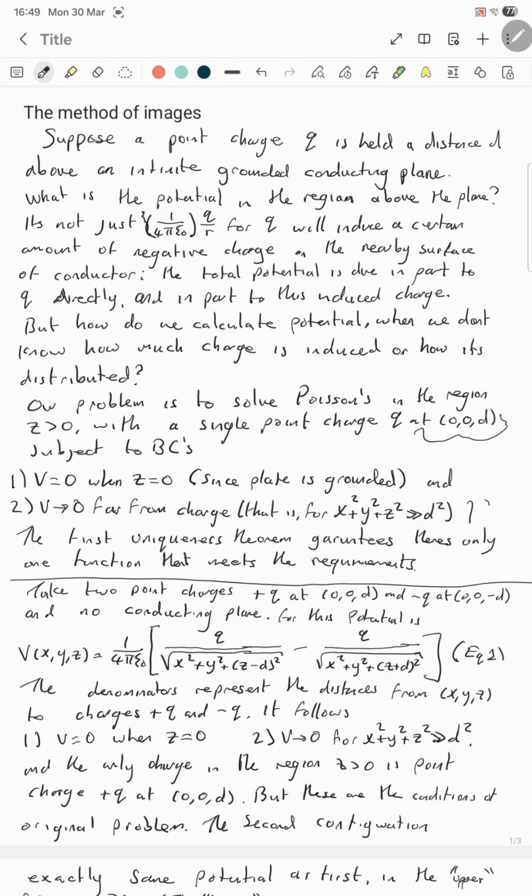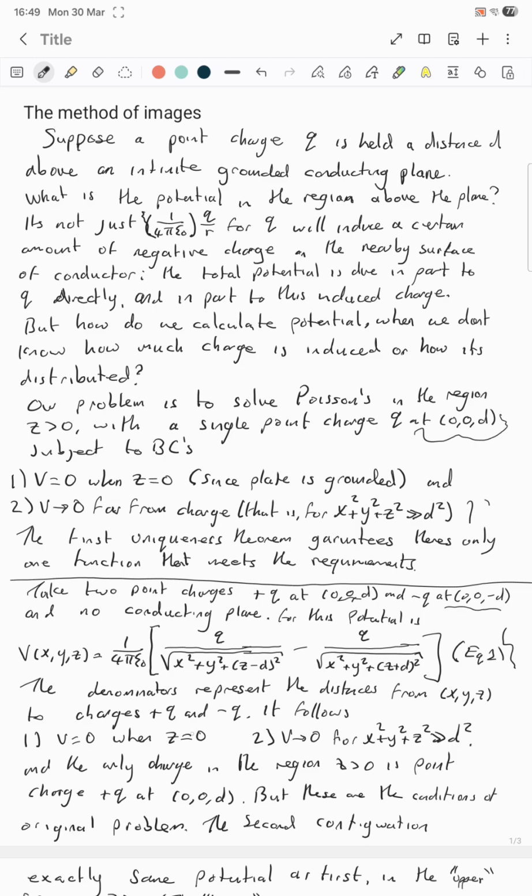By Pythagoras, here. Now, the first uniqueness theorem guarantees that there's only one function that meets the requirements. Now we take two point charges, plus Q at this point and negative Q at this point, which is basically a reflection, negative d and positive d, and no conducting plate. The potential is given here, which we'll call equation 1. The denominators represent the distance from x, y, z to charges plus Q and negative Q.